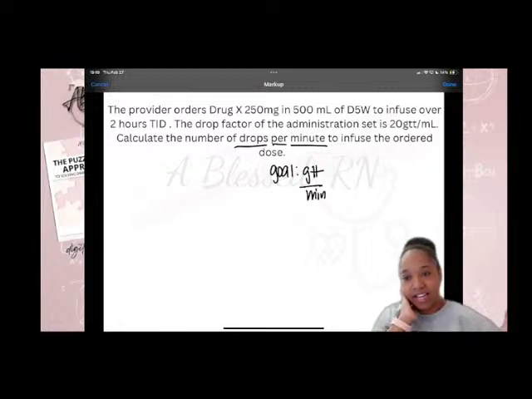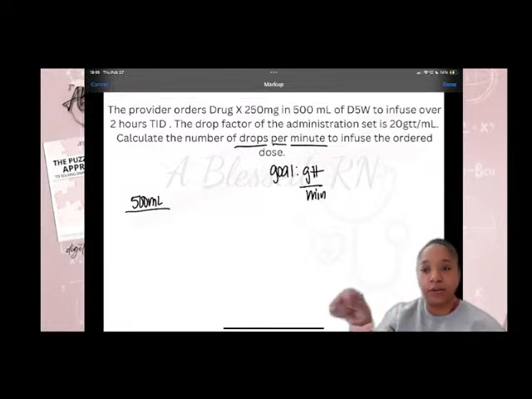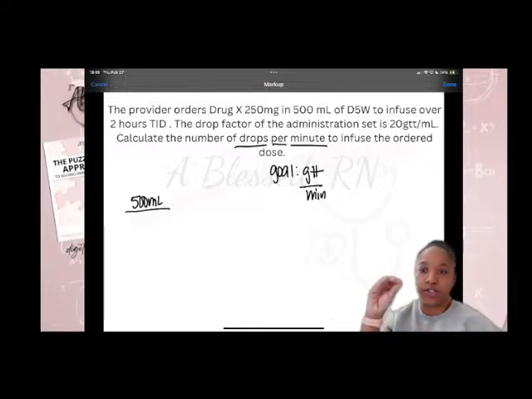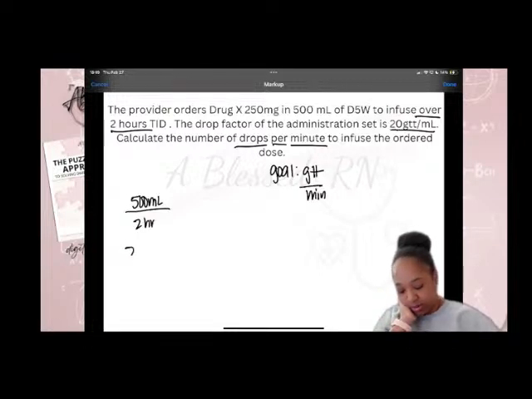Yes. Exactly, Sophia. So our puzzle piece is volume over time and the drop factor for your drops per minute. So 500 milliliters. What is the infusion time? How long do they want this drug to go over? How long do they want it to take for them to receive this medicine? Drug X, 2 hours. So you see how it says over 2 hours? Exactly. Boom. And then our drop factor is 20 drops per milliliter, right?